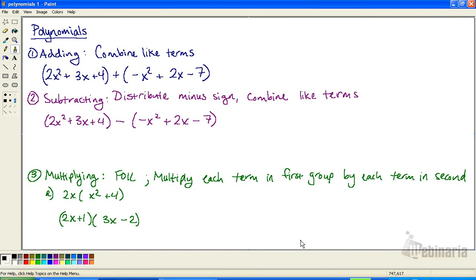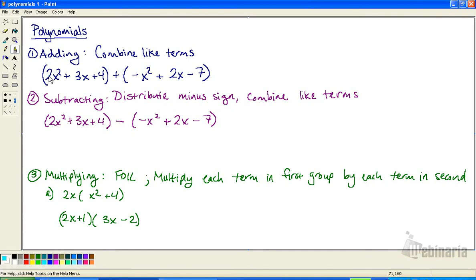In this video, we are going to talk about polynomials. The four main things we do with polynomials are we add them, subtract them, multiply them, and divide them. So let's talk about adding. First of all, for adding, basically what you need to do is combine like terms. Let's look at an example.